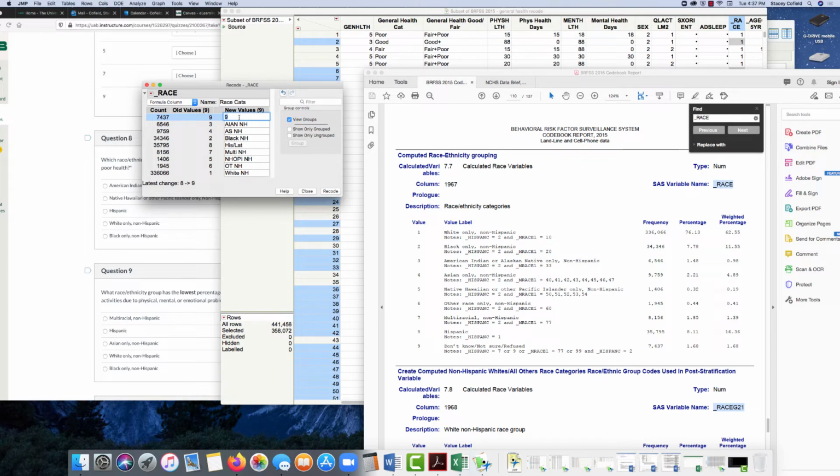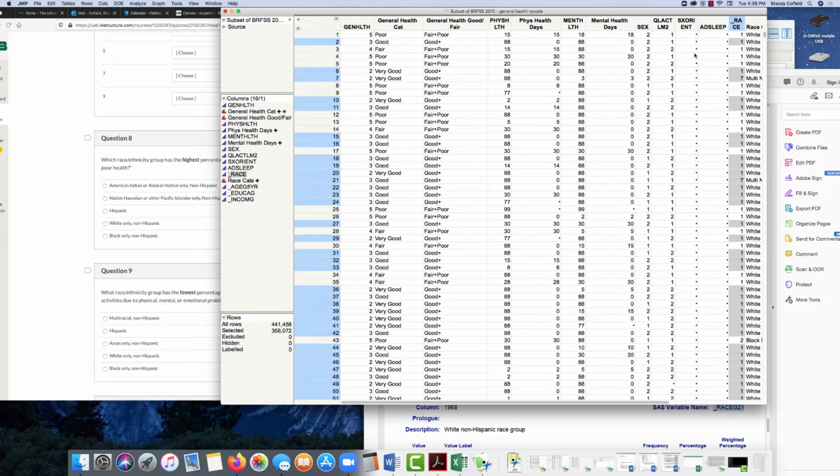So you can call that don't know, unknown, whatever makes sense to you, or refused. So don't know, not sure, or refused in this case is not the same as missing a race category. Remember, it's not the same as missing. This is informative missing. I don't know what race I am, I'm not sure, or I refused. So for now, we're going to leave it as its own category, and I'm going to press recode.